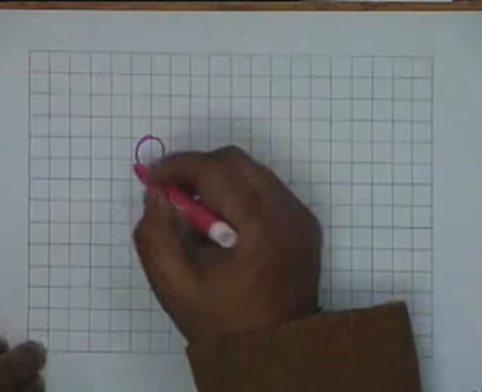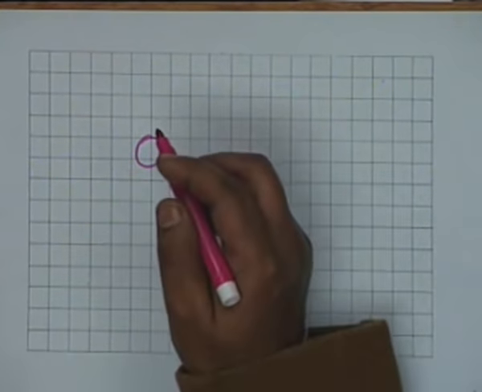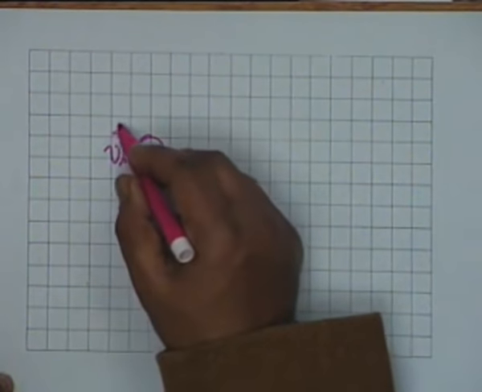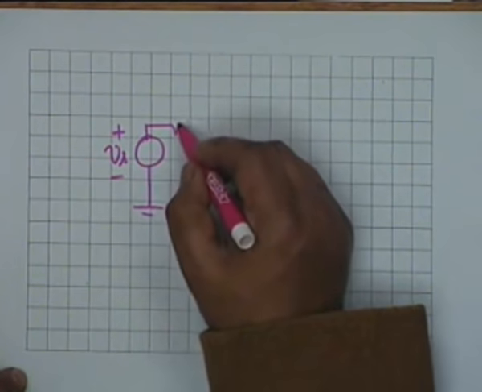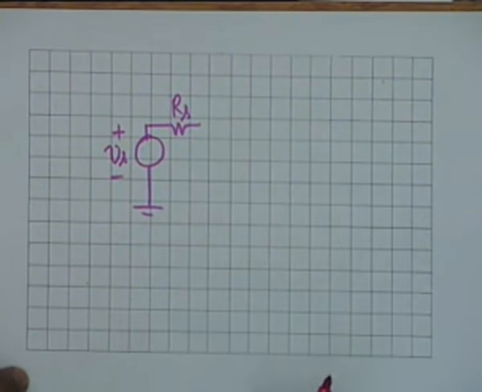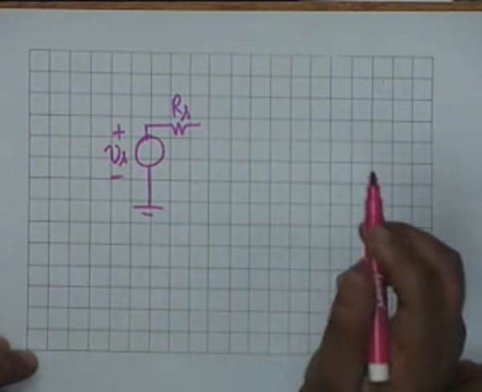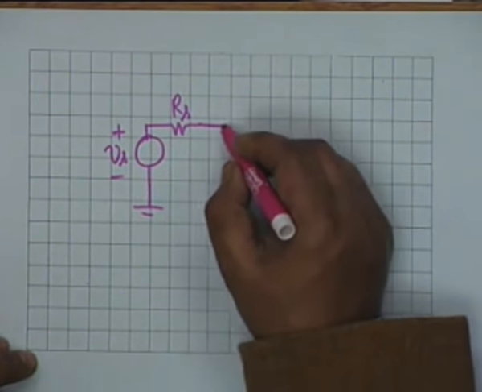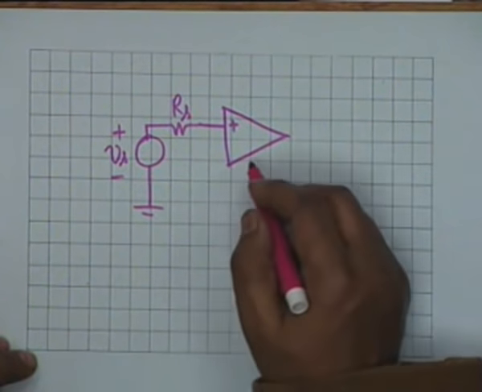Let us consider now another circuit as an example of application of the op-amp. Let us have a voltage source Vs, in series with its internal resistance, let us say Rs. Okay, we have a voltage source which is not ideal, which has an internal resistance Rs, and we connect it to the non-inverting terminal of the op-amp.